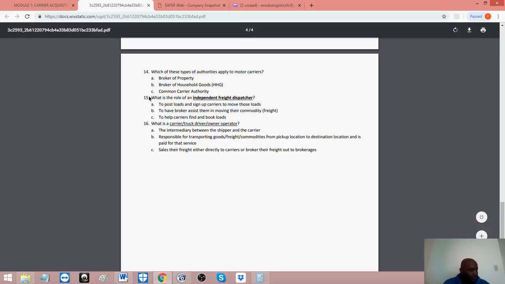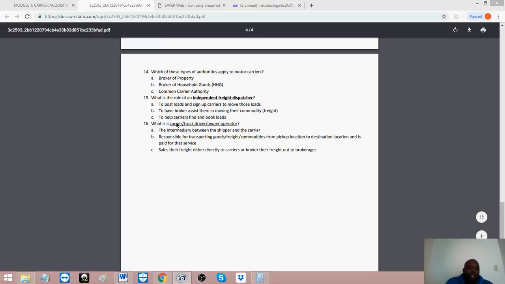Number 15, what is the role of an independent freight dispatcher? A, to post loads, to sign up carriers, to move those loads. B, to have a broker assist them in moving loads and moving their commodity of freight. Or C, to help carriers find and book loads. Everybody is saying C. That is correct.